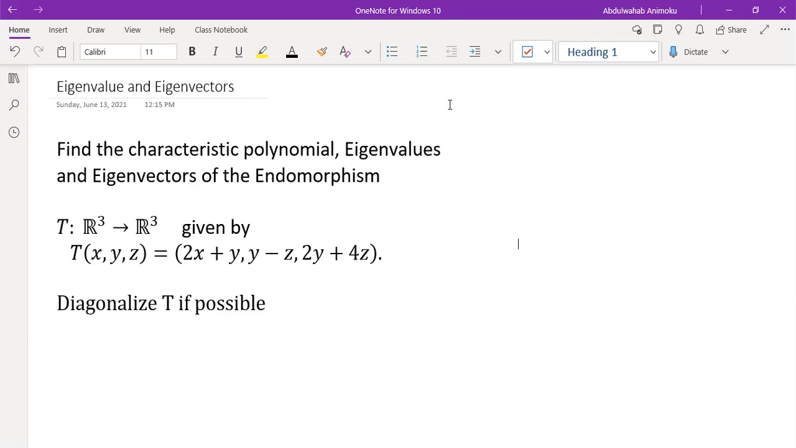In today's video, we are going to look at how to diagonalize a transformation. This is one of several examples in the video series on this channel on linear transformation and linear algebra in general.